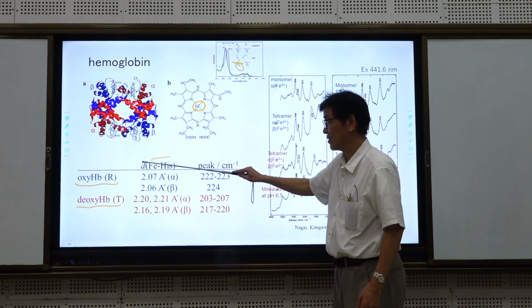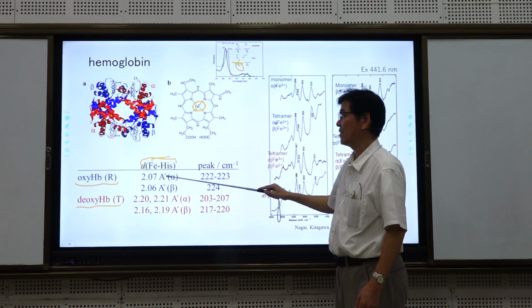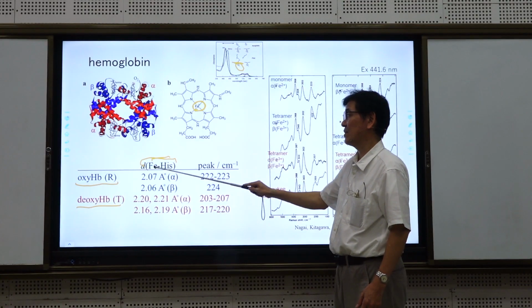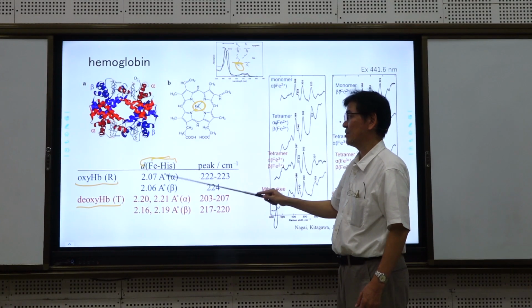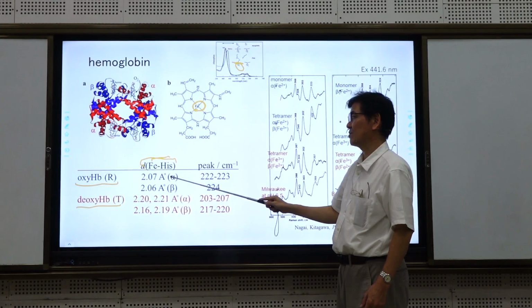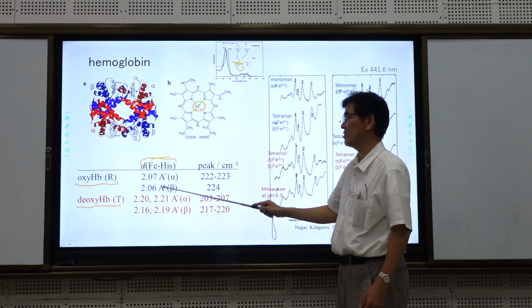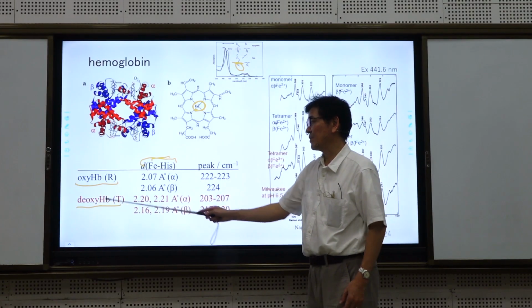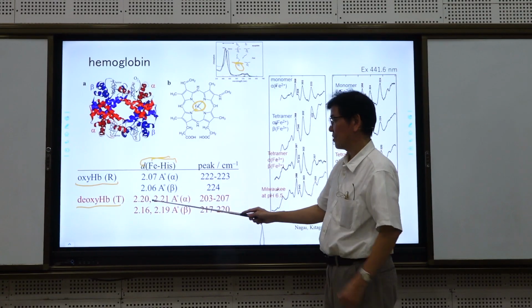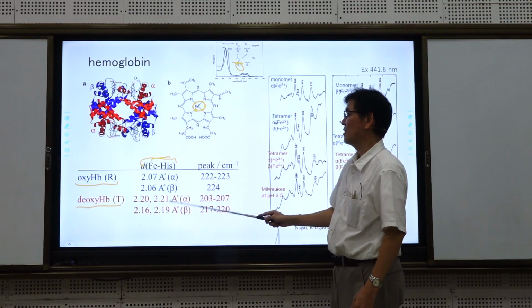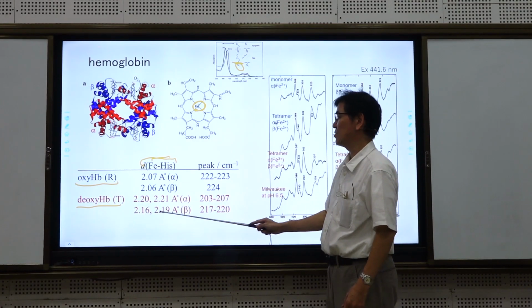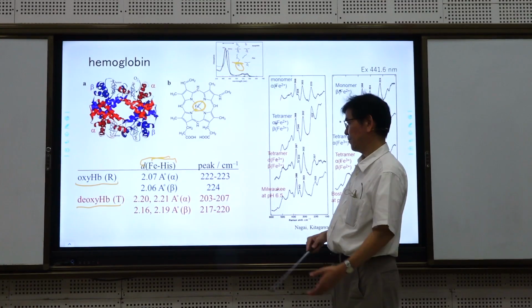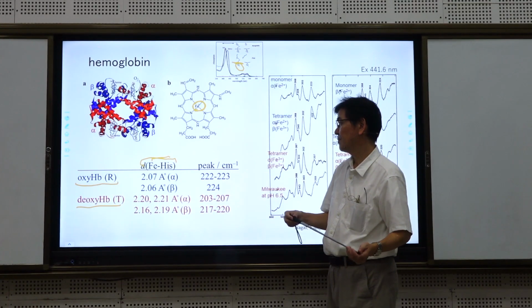Then, according to the X-ray crystallography, the distance between iron and histidine is 2.07 angstrom in the alpha subunit, 2.06 angstrom in the beta subunit. In the deoxyhemoglobin, it is 2.20 or 2.21 angstrom in alpha, 2.16, 2.19 in beta. Okay.